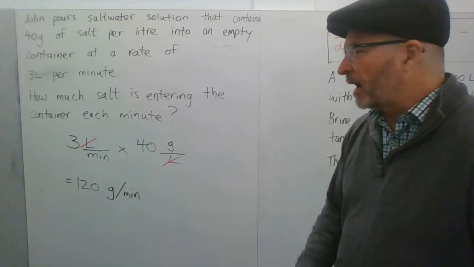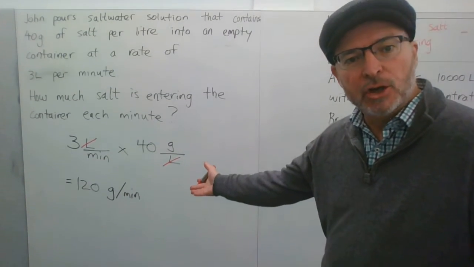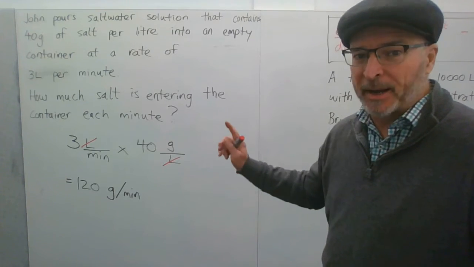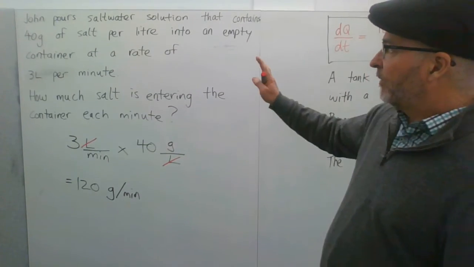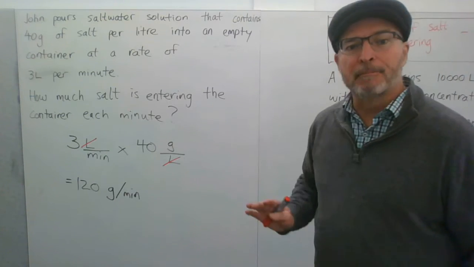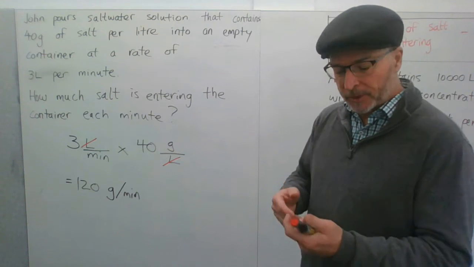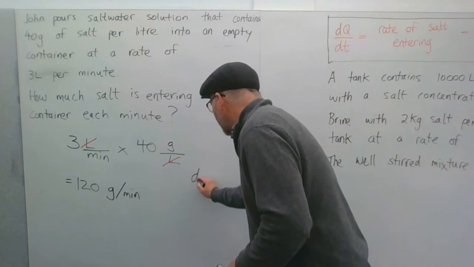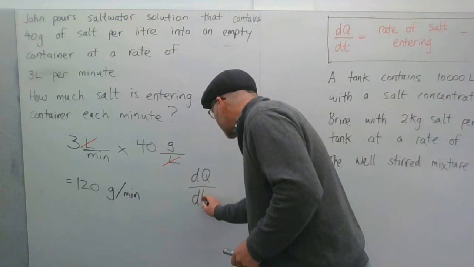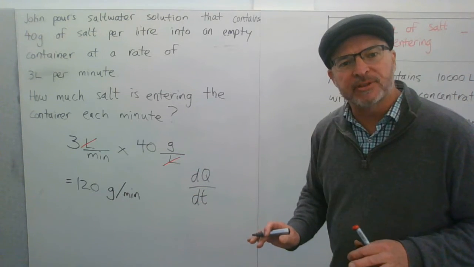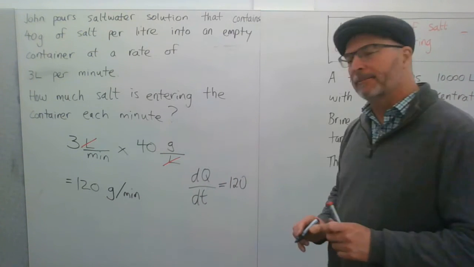Now, because that's constant, you could say, well, I want to know how much salt is there after 10 minutes. You could just times that by T. But it's actually a differential equation. And the rate at which the amount of salt is changing is positive because it's increasing. And we would say that if Q is the quantity of salt, the rate at which this quantity of salt is changing is positive, and it's 120.